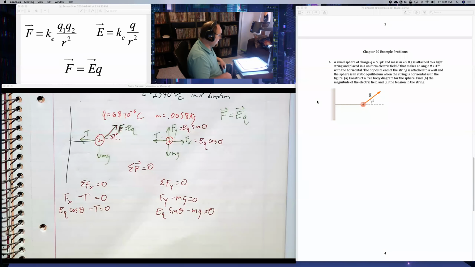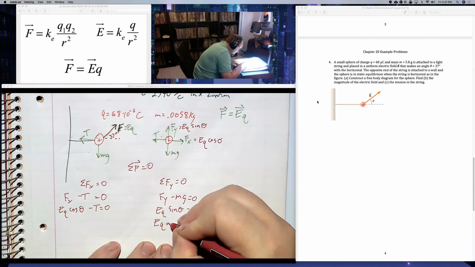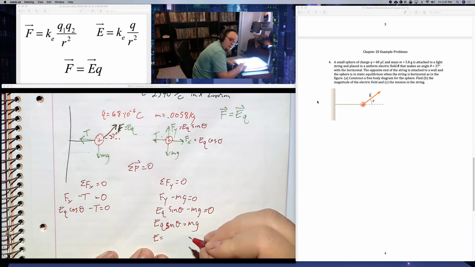But it's the same basic idea that I'm going to rearrange this. I'll add mg to both sides. Oops. And then I'll divide both sides by q sine theta. Am I still on the page? I am.